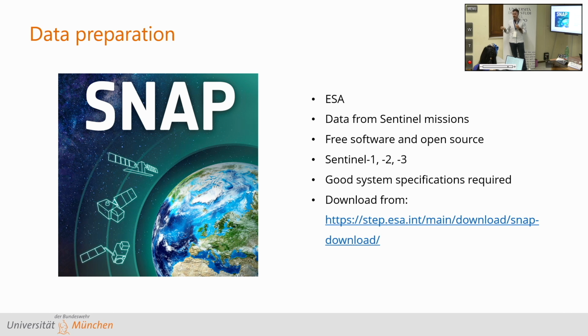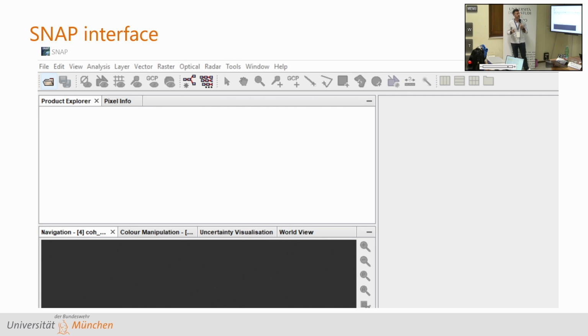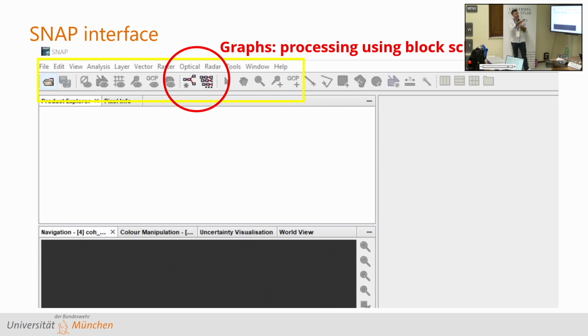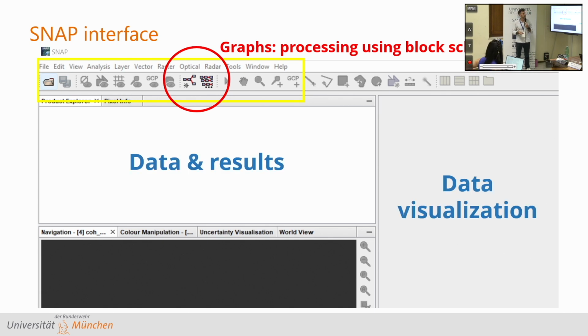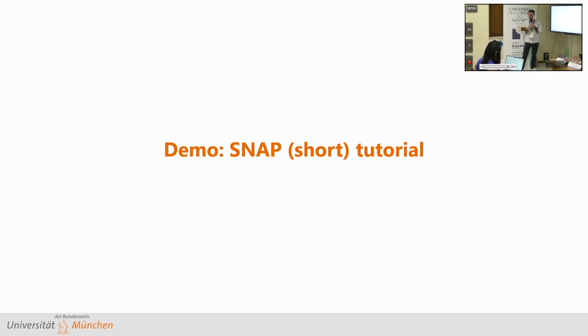So, data preparation. I mentioned SNAP many times. This is a free and open software provided by ESA. Through SNAP, you can do all the processing we have spoken about, and I can give you a very brief introduction to that. The interface looks like this. All the main commands are basically on these bars. Very interesting is the graphs option, where you can create your block scheme, visualize your processing, and perform all the processing through graphs. Data results are shown here. Let's start immediately because we don't have that much time.